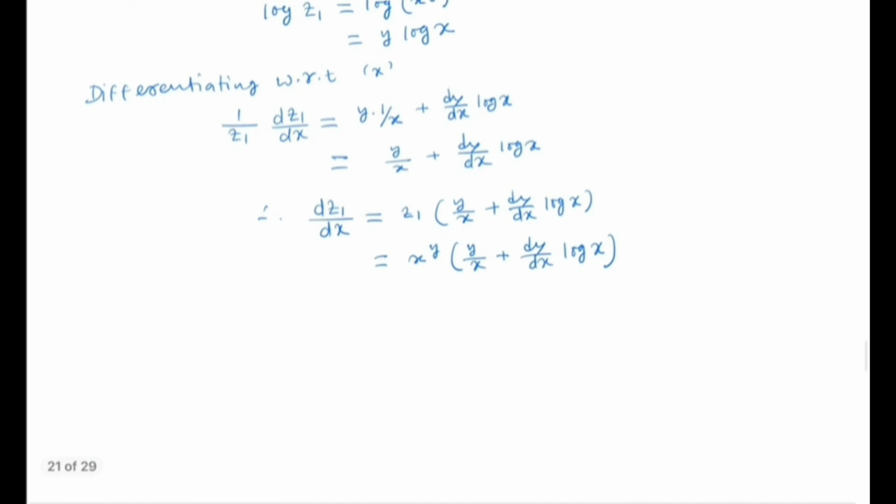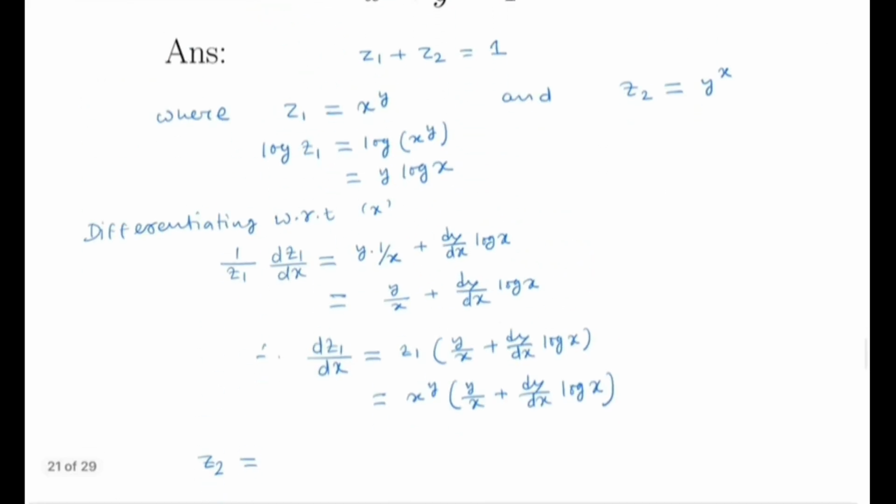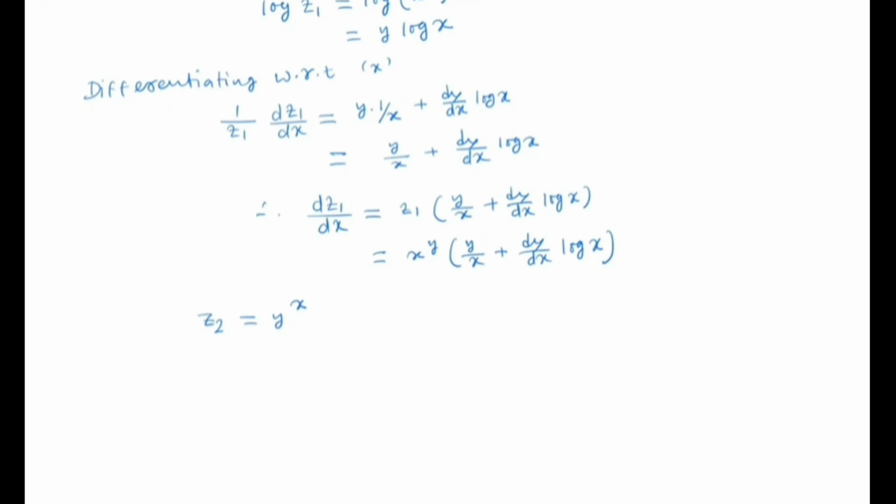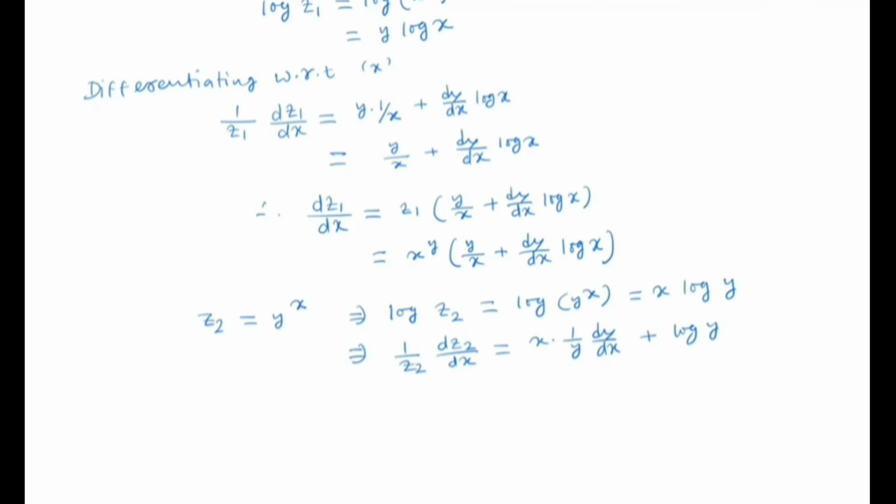So now come to the second equation. z2 is equal to y^x. Again, here by taking log both sides, we have log z2 is equal to log of y^x. And what is log of y^x? It is nothing but x log y. So again, differentiating with respect to x, we get 1/z2 dz2/dx is x into 1/y dy/dx, which is the derivative of log y, plus the derivative of x, which is 1, so 1 into log y.